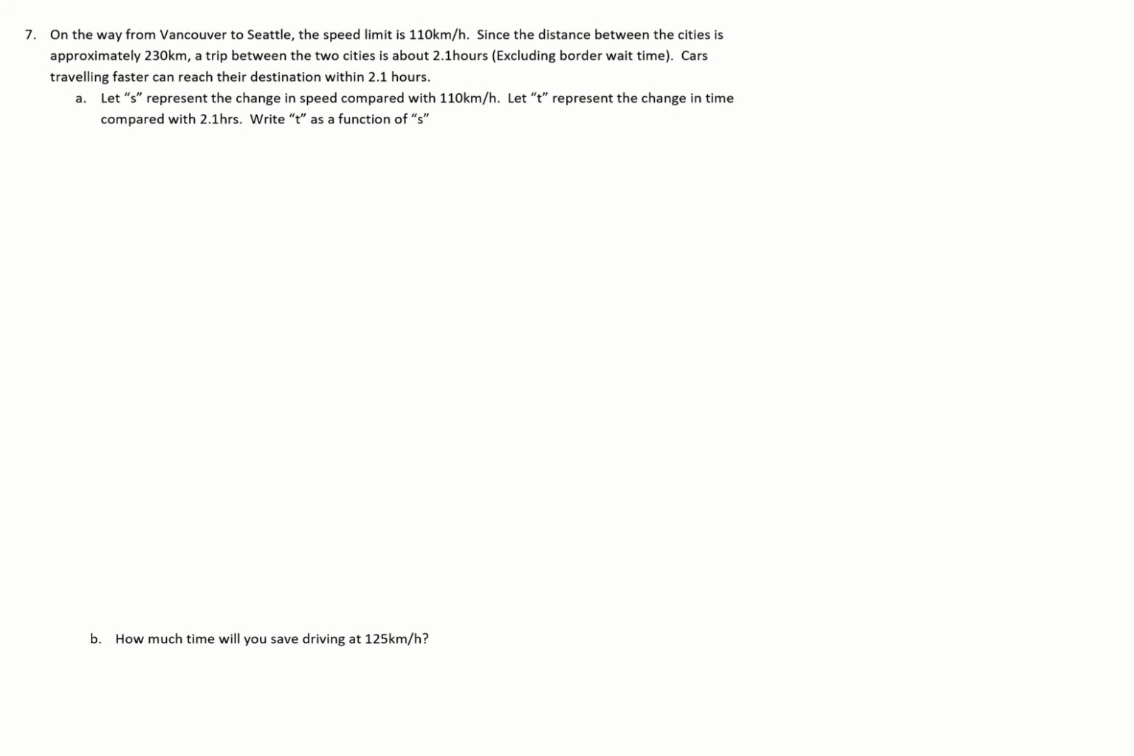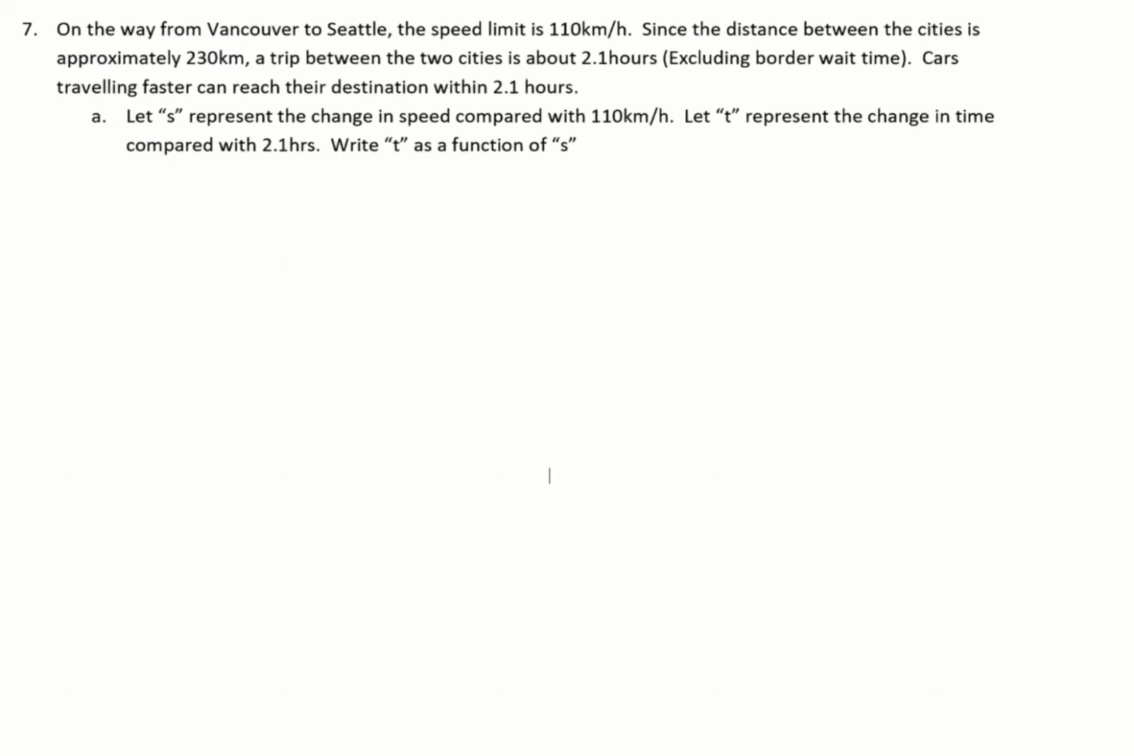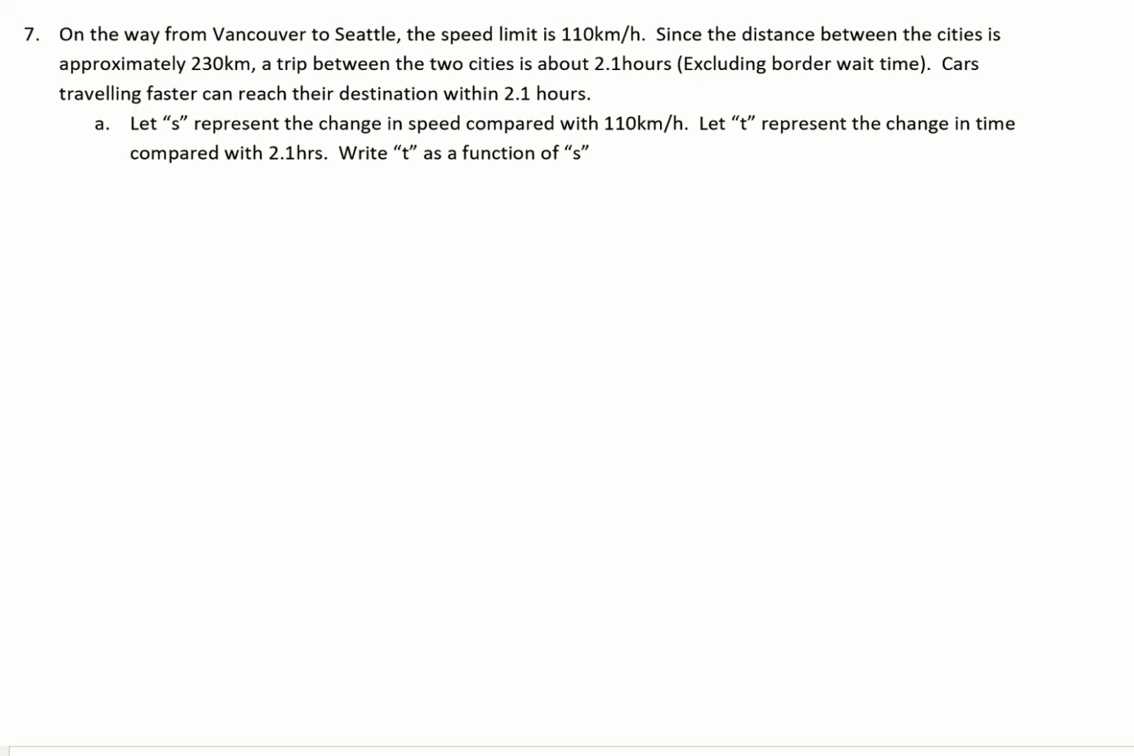Okay, so this one is question number 7, section 6.5. And the question goes, you're driving from Vancouver to Seattle, okay? And it tells you your distance is 230 kilometers. And the speed limit in kilometers per hour is 110, okay? And on average, it takes about 2.1 hours to get there, okay? So let's write all this down.